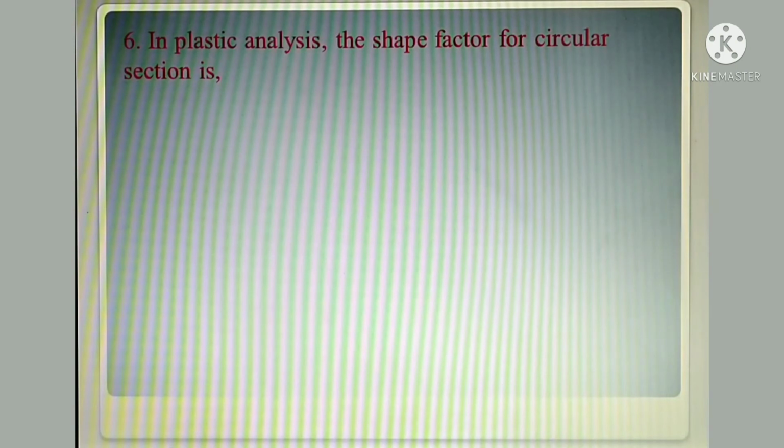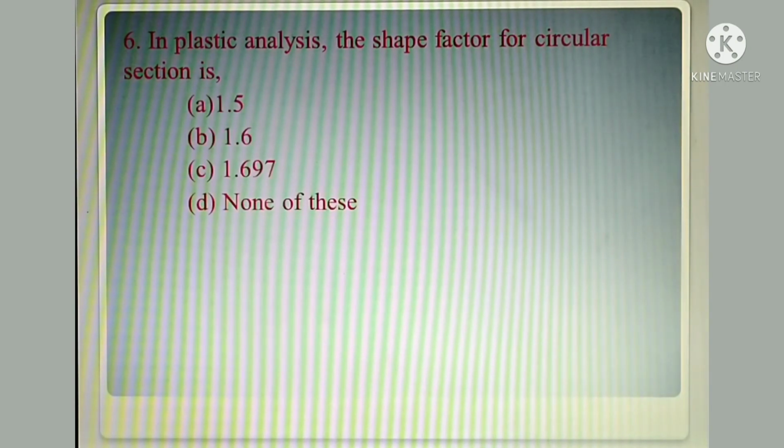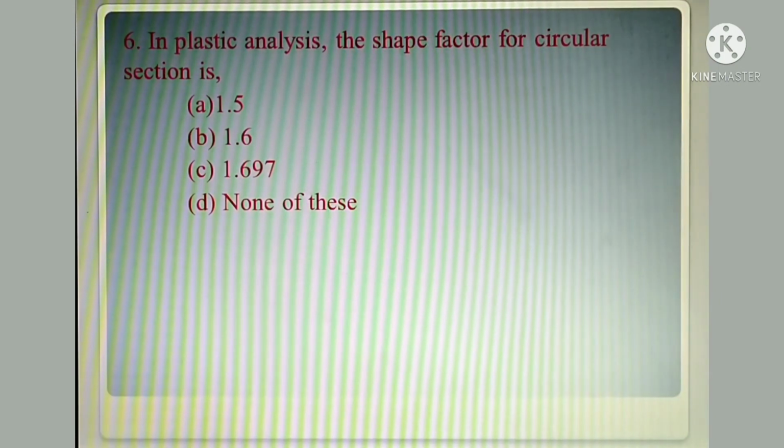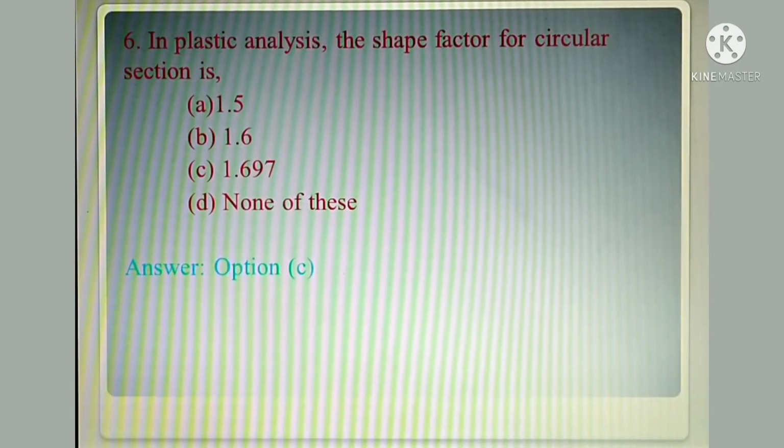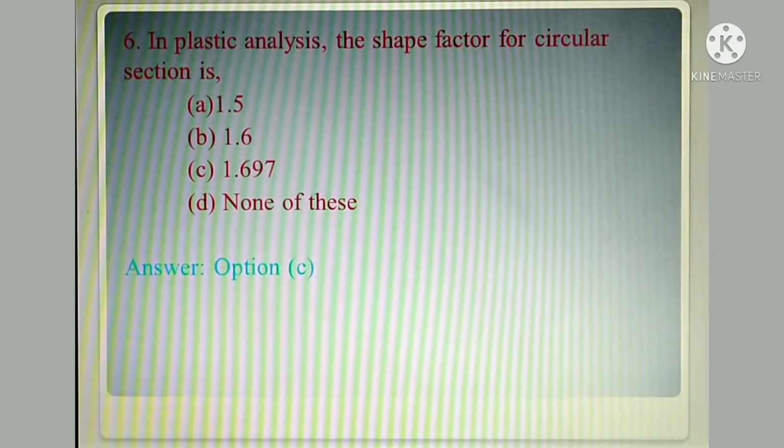Sixth question. In plastic analysis, the shape factor for circular section is: A, 1.5; B, 1.6; C, 1.697; D, none of these. Answer: option C, 1.697.